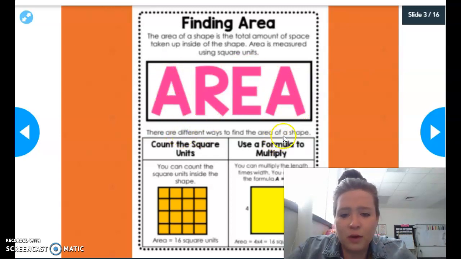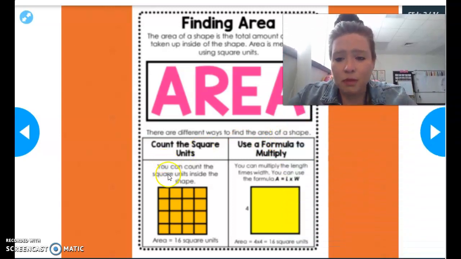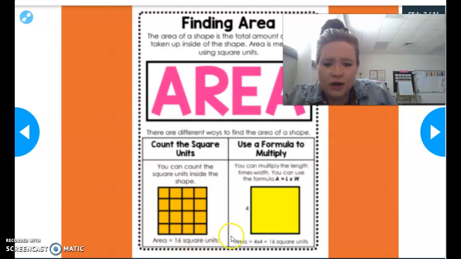There are different ways to find the area of a shape. You can count the square units inside the shape, all right? So in this one, you would just count 1, 2, 3, 4, 5, 6, 7, 8, 9, 10, 11, 12, 13, 14, 15, 16, okay? So the area is 16 square units.